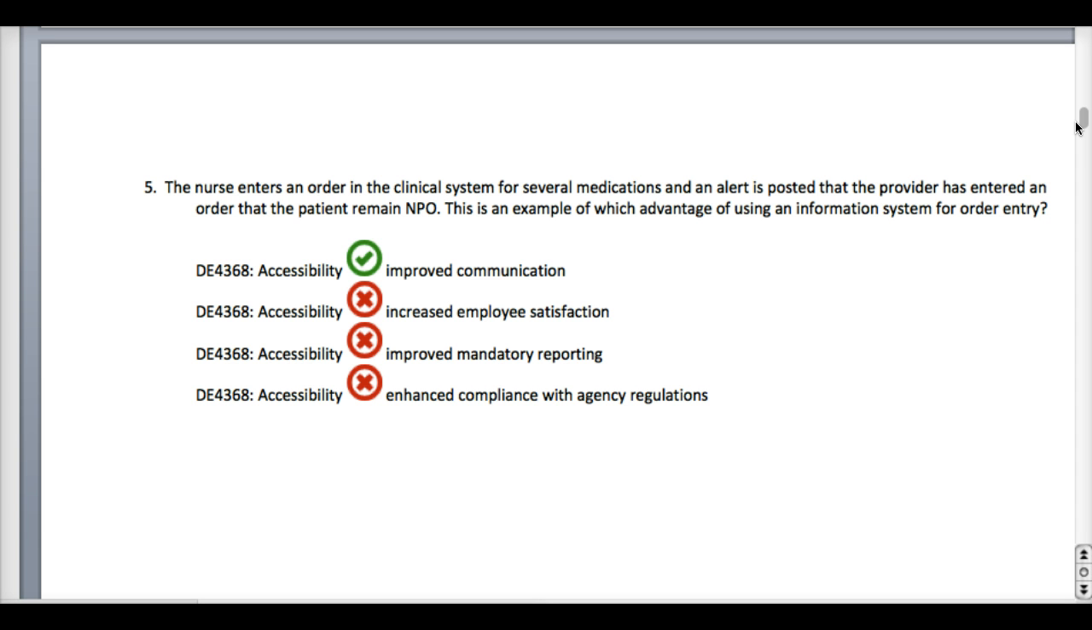So we're going to eliminate that. Improve mandatory reporting. Well, alerts aren't going to really do anything in terms of mandatory reporting. And then enhance compliance with agency regulations. Well, that seems like a pretty big term for me, and I'm not quite sure what that might have to do with just having an alert that the provider wants that patient to remain NPO. So the correct answer is improve communication. And that is on page 119, slide number 5.